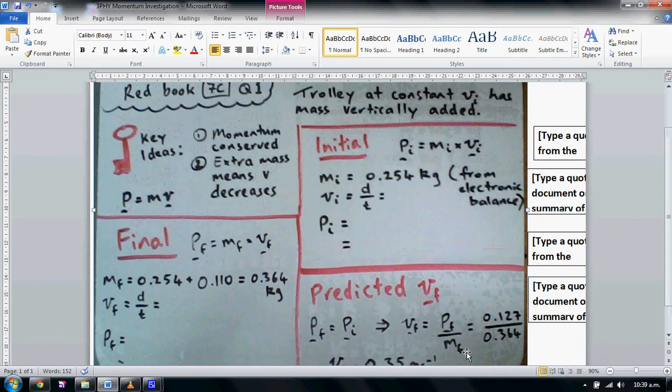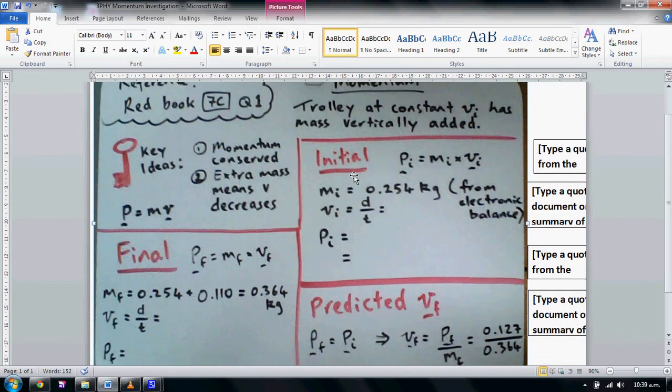So let's get stuck in. We're focusing here on this initial section where the initial momentum is initial mass times initial velocity. The initial mass, as I said before, we measured. We need to now look at the initial velocity.